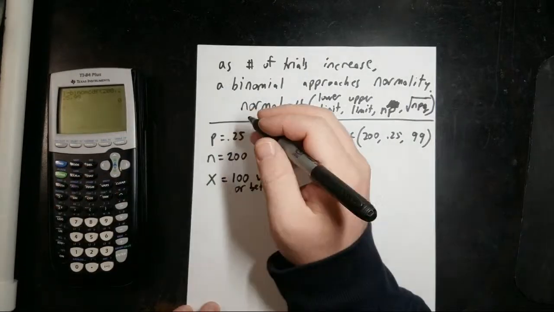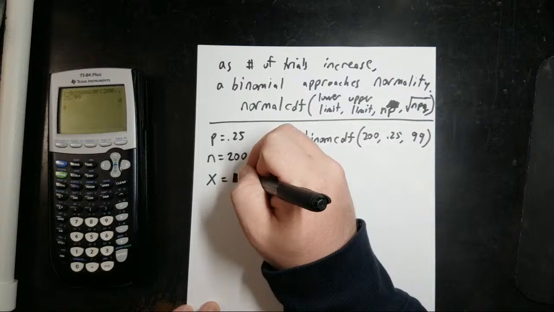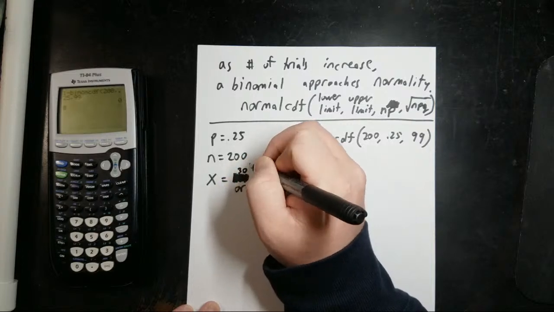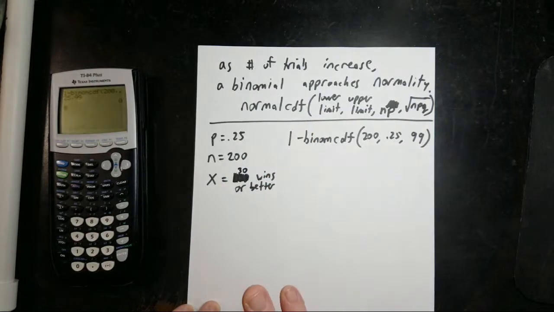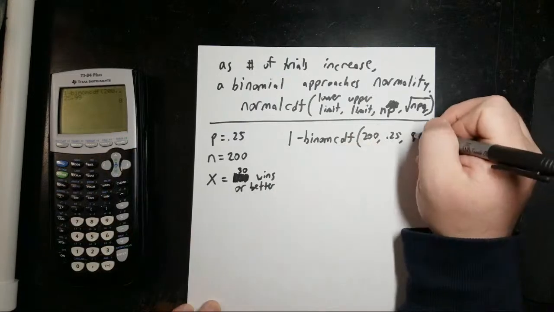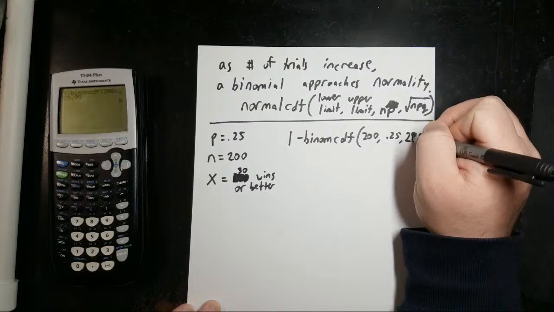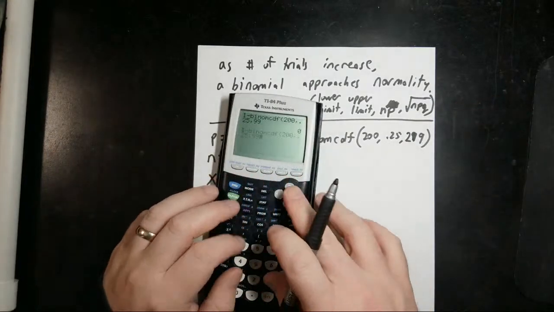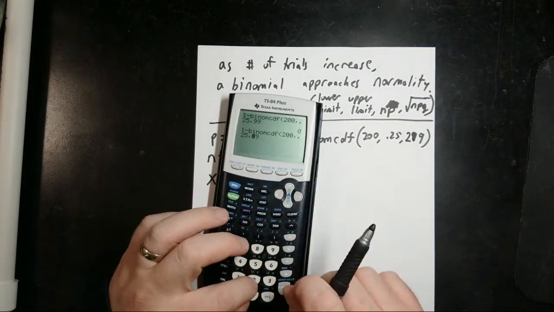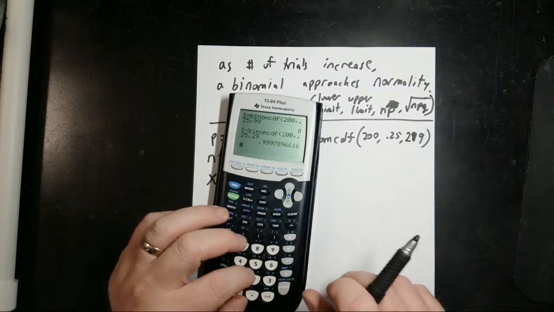Let's go 30. We'll go 30 wins or better. I want to get a number that we can actually see there. So I'm doing that many or better, then I would do 29 or less there. Let's change that here. Okay, I could deal with that.